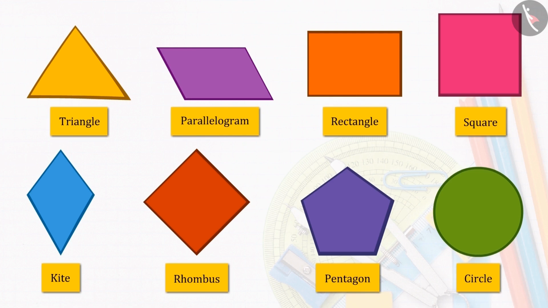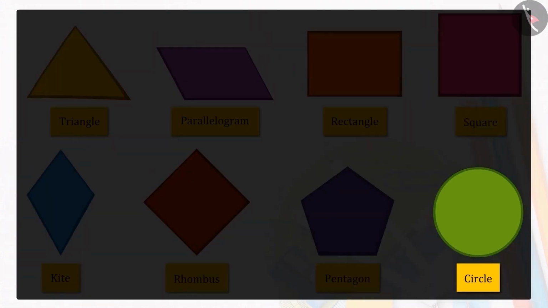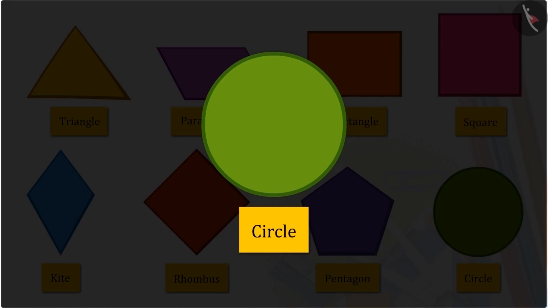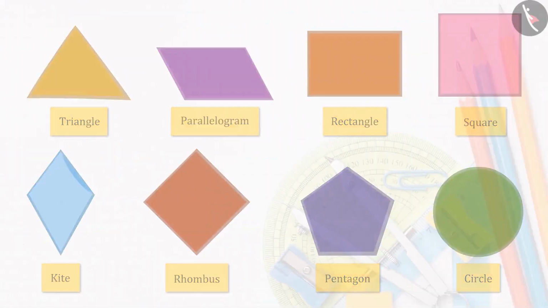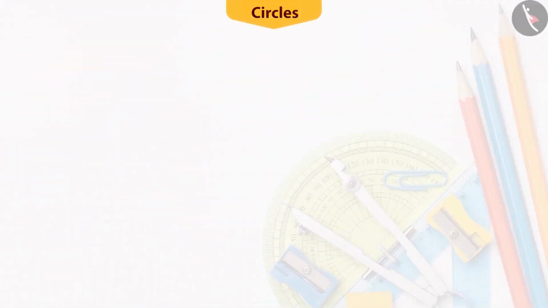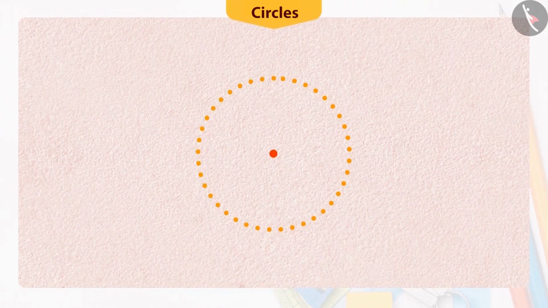In your previous class, we learned about all these shapes thoroughly. But today, we will discuss briefly on circles. Can you tell me, what is a circle? We learned in the previous class that circle is a collection of all points which are at a constant distance from a fixed point in a plane.